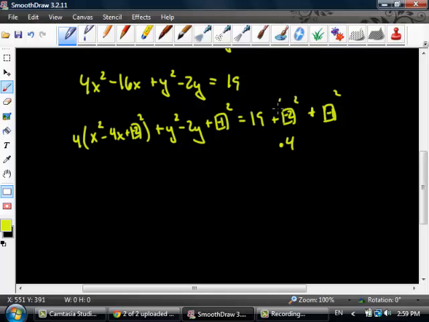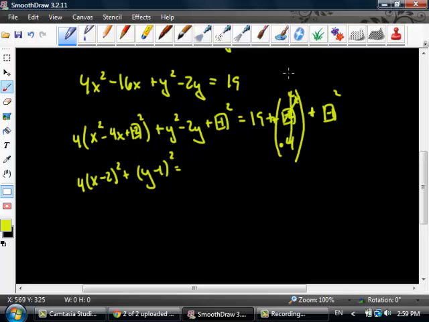Times 4 the first box. Okay, so what I get on the left side is 4 quantity x minus 2 squared plus y minus 1 quantity squared equals, well, that's 4 times 4, that's 16, plus 1, so 19 plus 16, 20 plus 16 is 36. So divide by 36, this is obviously an ellipse.